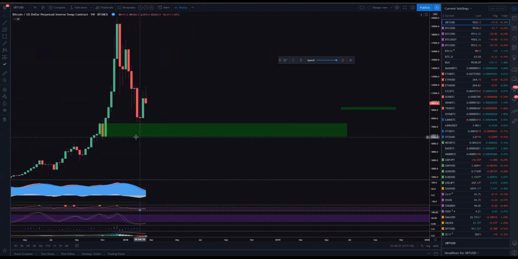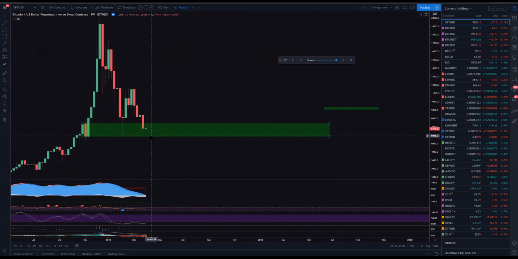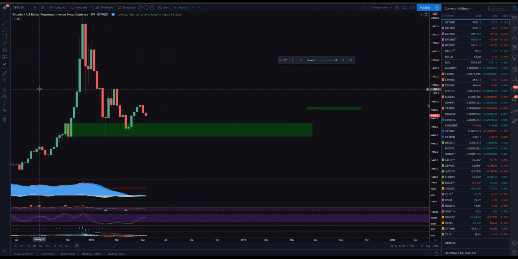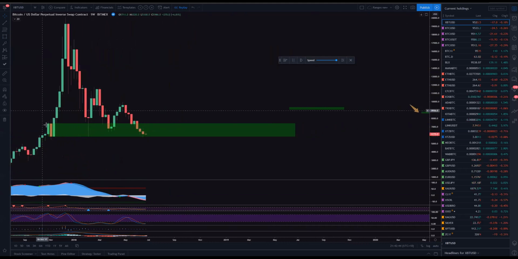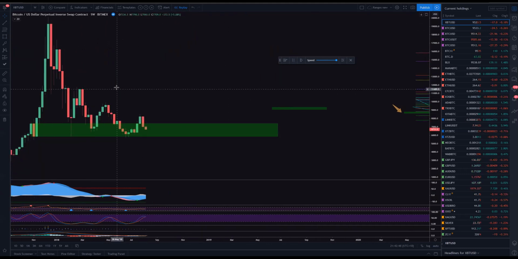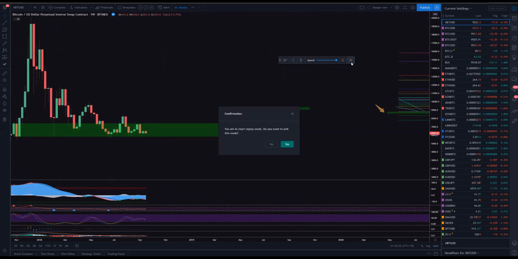And bang, it comes and perfectly tags it. Don't ask me why this happens, but it just happens, and it happens all the time on all time frames. So it's a pro little tip, and test it out for yourself. A lot of times with bull flags, it will bounce off that area first. It just happens over and over again.